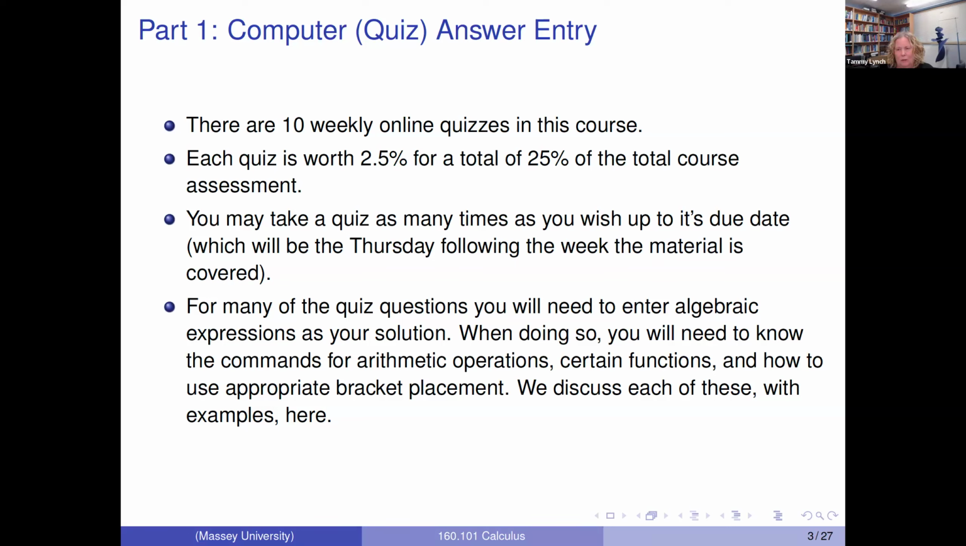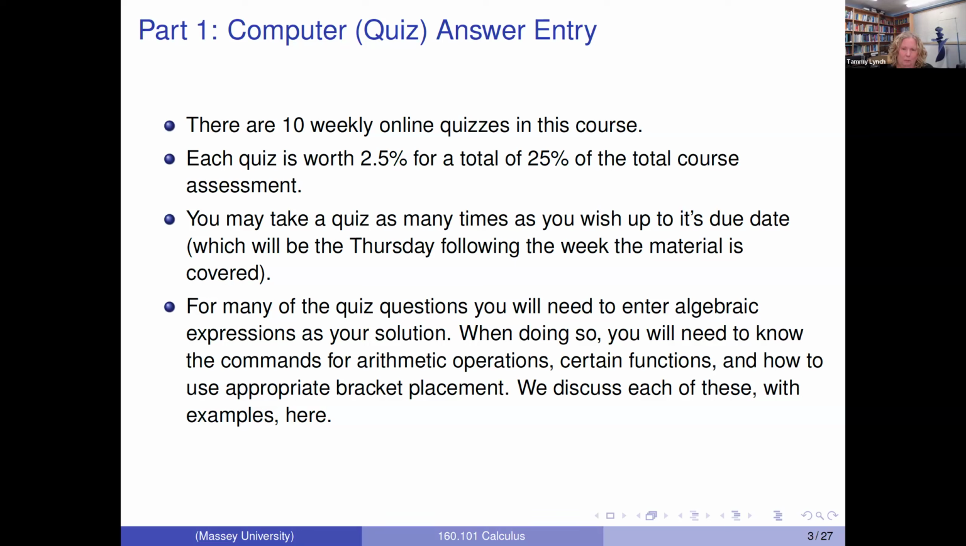You can take each quiz as many times as you wish up until the quiz due date. The quizzes are generally due on the Thursday following the week the material was covered. So in week 1, or next week, you will be doing a quiz on this week 0 material. And by Thursday of week 2, you will have done your quiz on week 1 material.